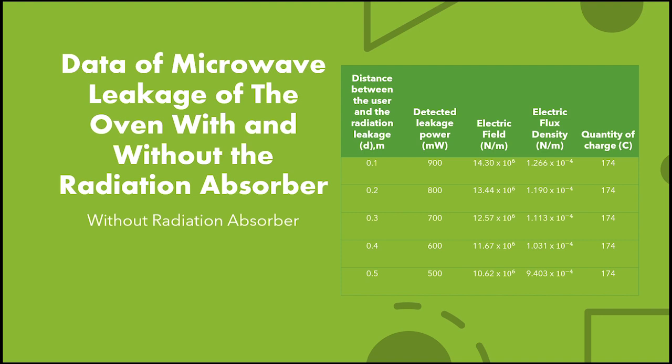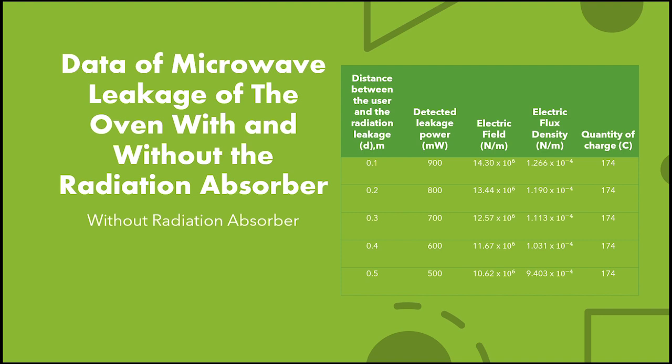As you can see, we set the distance between the user and the radiation leakage in meters at the values of 0.1, 0.2, 0.3, 0.4 and 0.5 meter. After that, we detected some leakage power of 900 mW at 0.1, 800 mW at 0.2, 700 mW at 0.3, 600 mW at 0.4 and 500 mW at 0.5 meter.